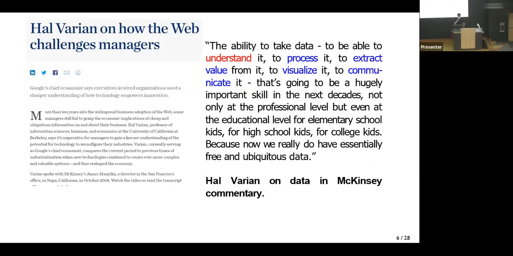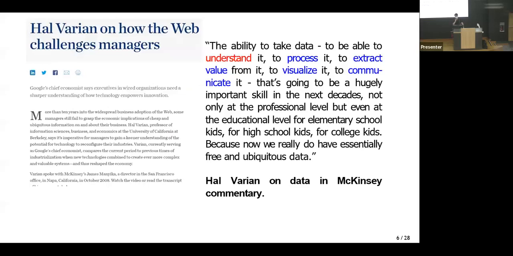So I'm going to quote Hal Varian, who is a very famous economist. The ability to take data, to be able to understand it, to process it, to extract value from it, to visualize it, and to communicate it, that's going to be a hugely important skill in the next decades, not only at the professional level, but even at the educational level, for elementary school kids, for college kids.